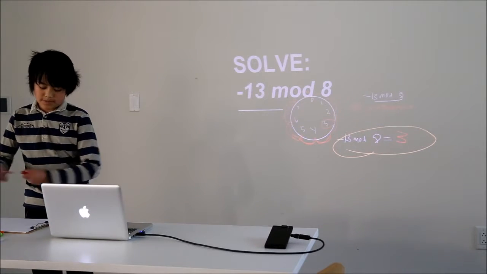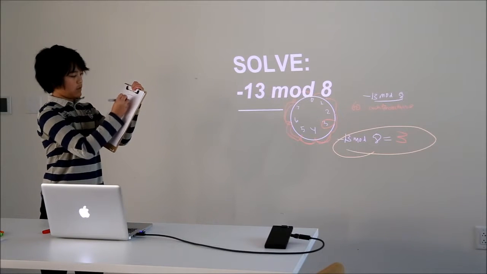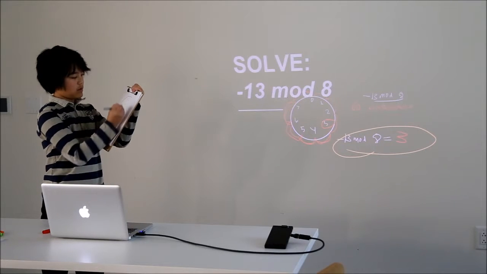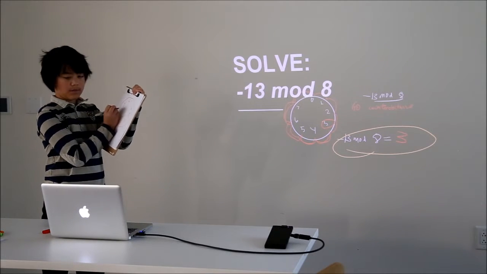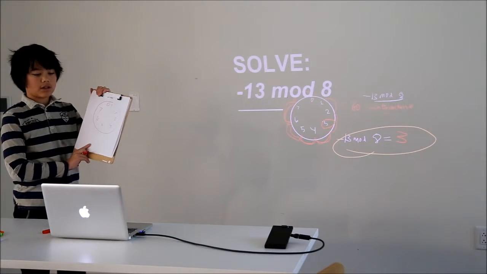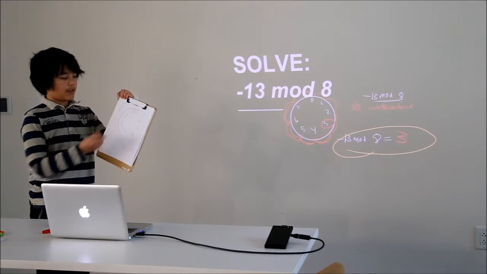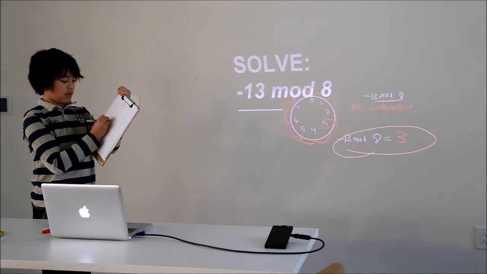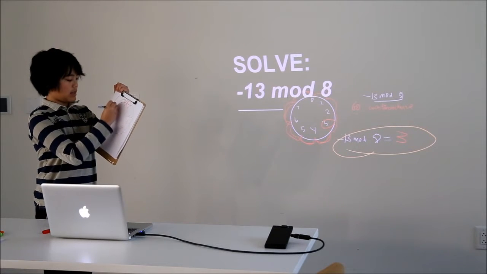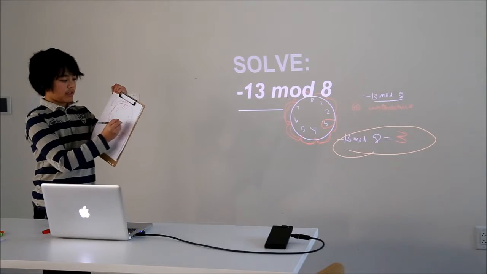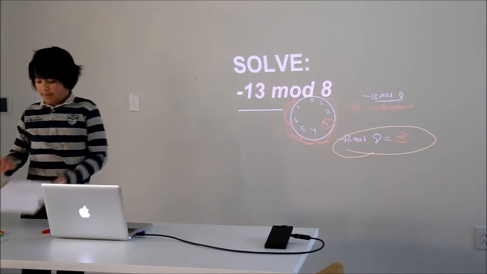So what you would do is you mark down the total of 8 numbers, like this. Now you have 8 numbers, you can go ahead and go counterclockwise, which is this way, 13 times. 1, 2, 3, 4, 5, 6, 7, 8, 9, 10, 11, 12, 13. As you can see, the answer is 3, which is exactly what we got there.